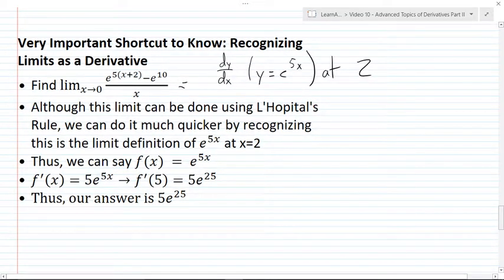So, recognizing limits as a derivative. If you recognize this limit as equaling this, well, I can just take dy dx and find out that this is equal to, I'm sorry, 5e to the 25th.